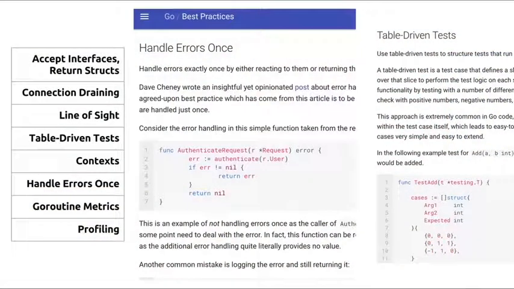Here's an example of some of the best practices we wrote. So it's stuff like accept interfaces, return struct. How many of you guys have heard that advice? It's good advice. You should do it. Connection draining, like make sure that all the connections to your server are closed before you kill the server.